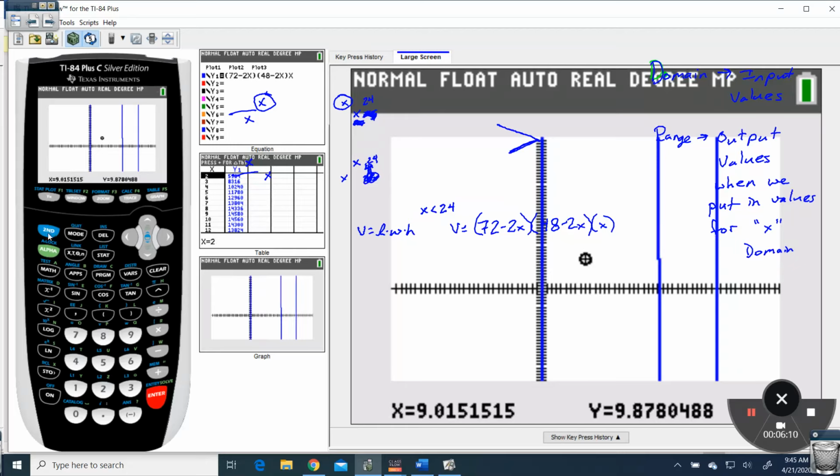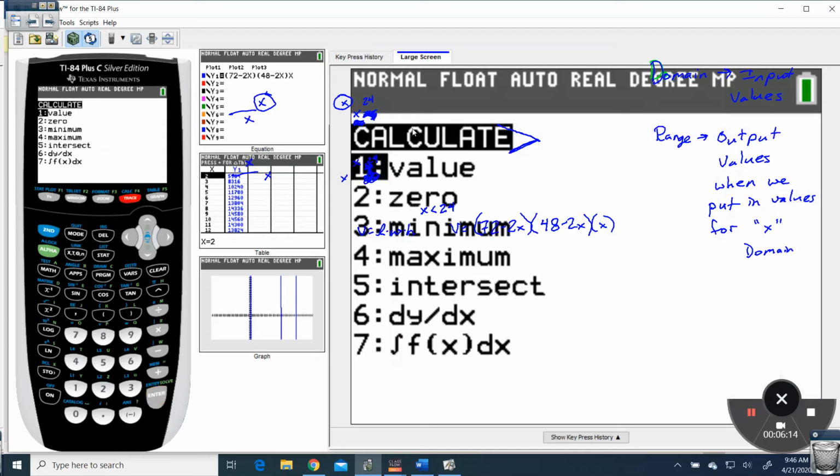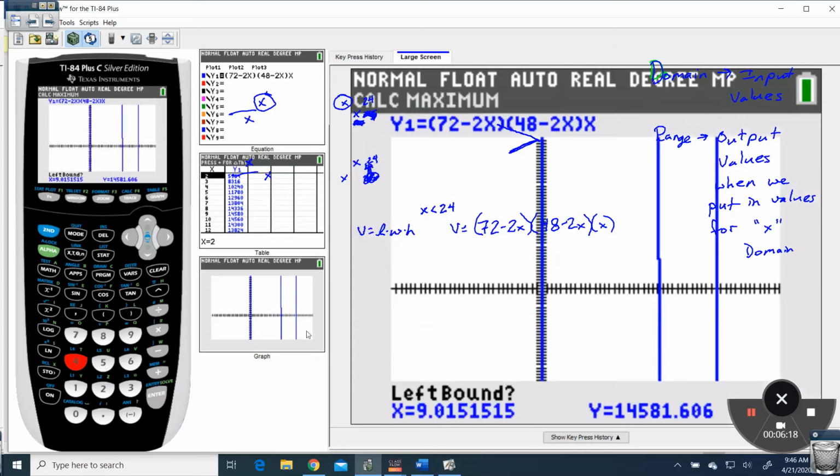So here's what we're going to do. We're going to hit second trace, and it brings up the calculate menu. And I want to find the maximum, so I hit 4. Now if you look down here, it says left bound. Well, where do you want your left bound to be? Well, remember we said it was right around 9, so x equals 9. Well, I'm going to move that down so that it's 8. And I see this y number, and it's going down, so I hit enter.